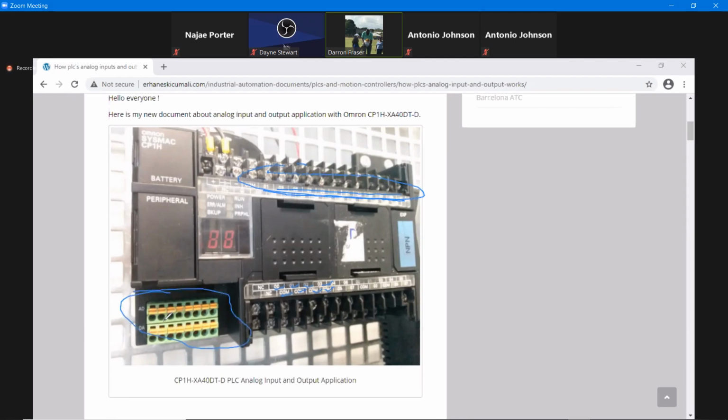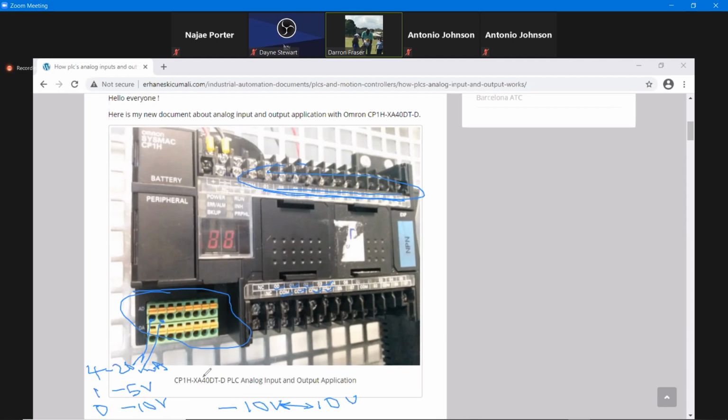Now this part of the PLC, like I said, is our analog input. So we connect whatever sensor it is that has either a 4 to 20 milliamp signal, a 1 to 5 volt signal, 0 to 10 volt, or minus 10 to 10 volts. The input has to be one of these.